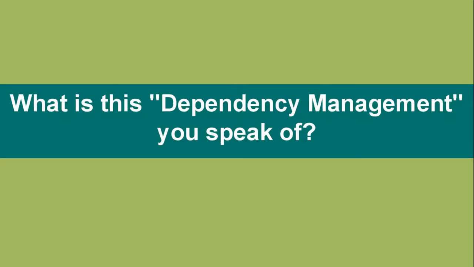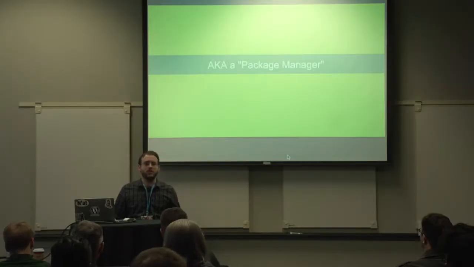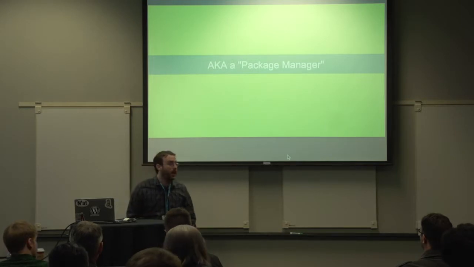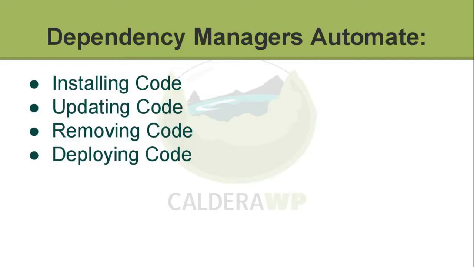Read their docs. They're great. But what is dependency management that you speak of, aka a package manager? I'm going to use these terms interchangeably today. A package manager, a dependency system, it automates installing your code, updating your code, removing your code, right? I no longer need this dependency, this package, or I want to deploy code, because your Composer is probably going to be part of your Git repo for your site, for your plugin, for your theme, which means that it can exist in your local site, on your development site, on your staging site, on your live site together, and so these things can be used as part of an automated deployment process.